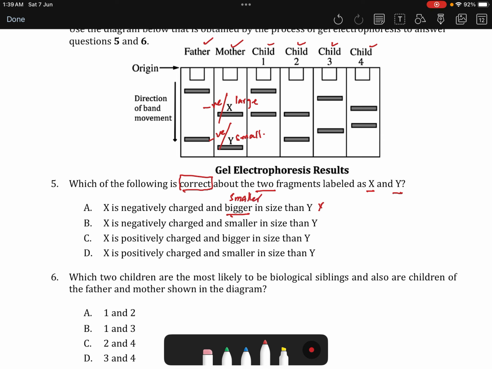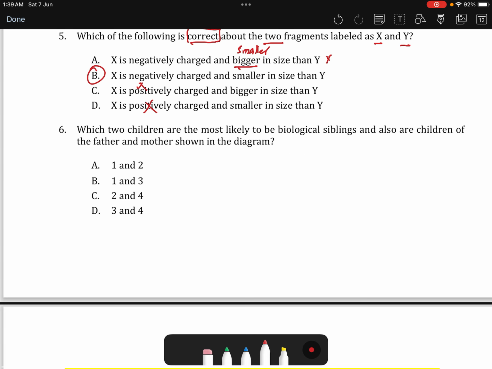X is negatively charged and smaller in size than Y, yes. X is positively charged, no, no. Okay, both of them are negatively charged.